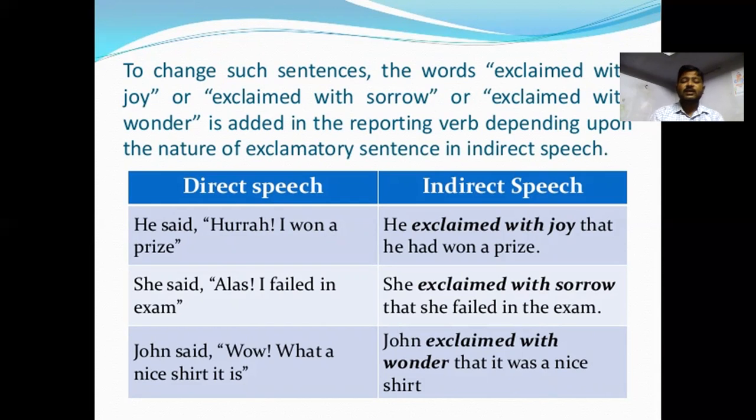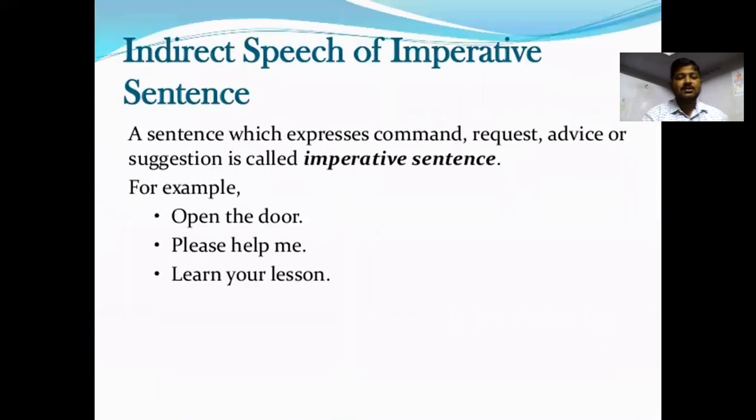Direct speech, and look at the indirect speech. He said, hooray, I won the prize. He exclaimed with joy that he had won the prize. He said, alas, I failed in the examination. She exclaimed with sorrow that she had failed in the examination. John said, wow, what a nice shirt it is. John exclaimed with wonder that it was a nice t-shirt.